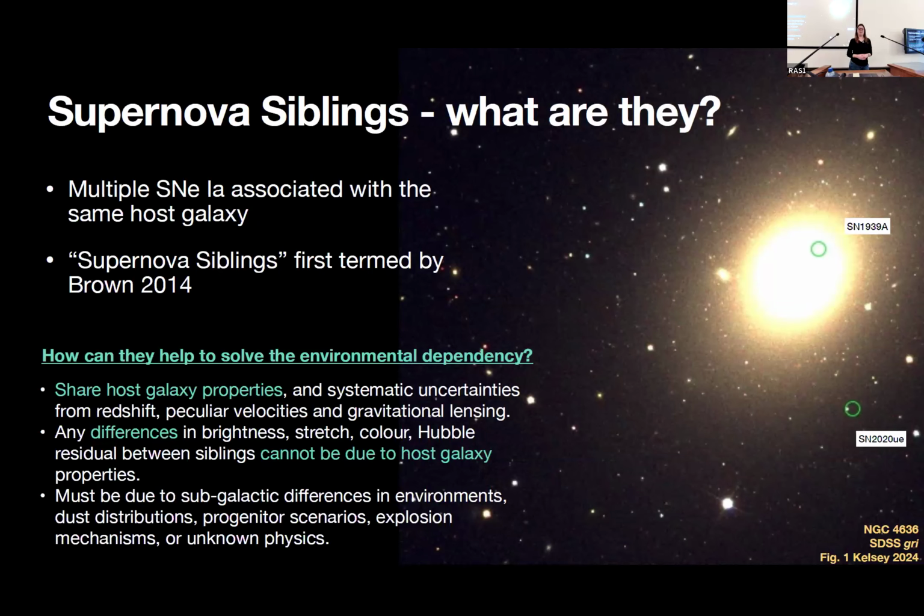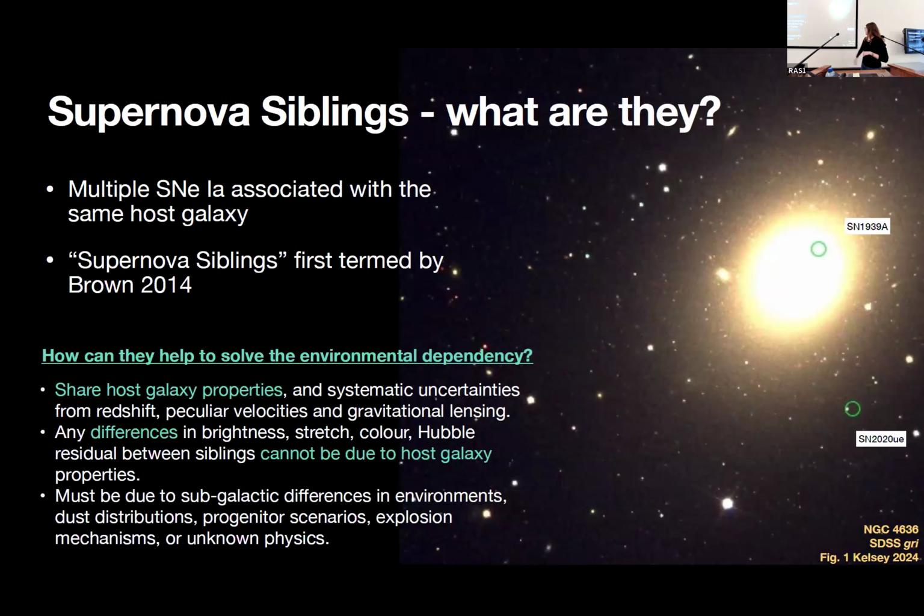Because they are in the same host galaxy, they share these host galaxy properties and the systematic uncertainties associated with this. So things like redshift, peculiar velocities, and gravitational lensing are shared between these sibling systems. So therefore, any differences that you see in their brightnesses, stretch, colors, Hubble residuals, whatever, has to be due to something else other than the global host galaxy property. This must be either due to subgalactic differences in their environments, dust distributions, progenitor scenarios, explosion mechanisms, you name it, it's something else that is going on here.